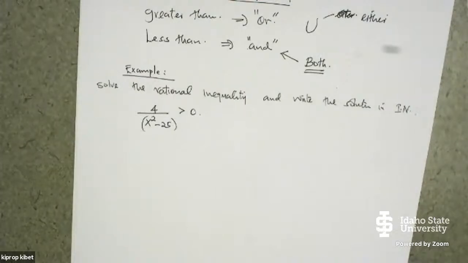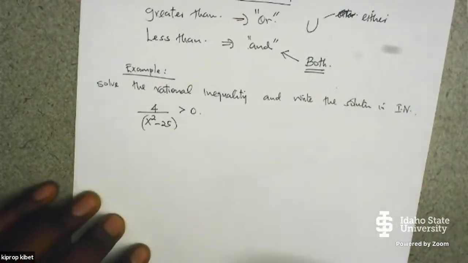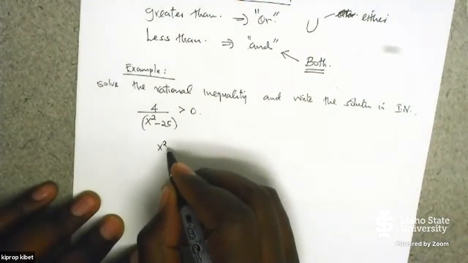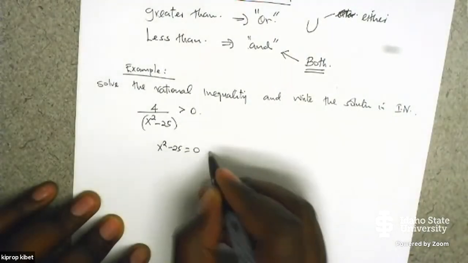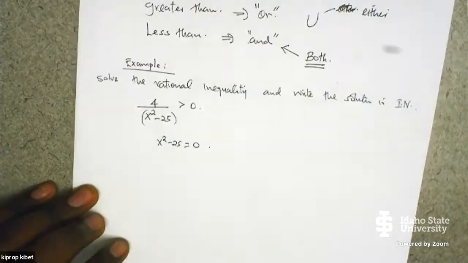To solve this inequality, what you need to do is equate the denominator to 0. So you write the denominator equals 0, so x squared minus 25 equals 0.